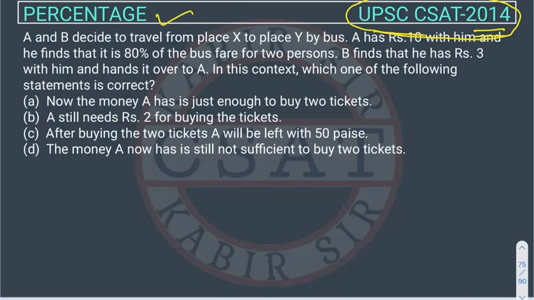This is the question of percentage asked in UPSC CSAT 2014 paper, right? So A and B decide to travel from place X to place Y by bus. This is place X and this is place Y. So the route can be anything, right? So A wants to travel from here to there, from X to Y. A has rupees 10 with him.